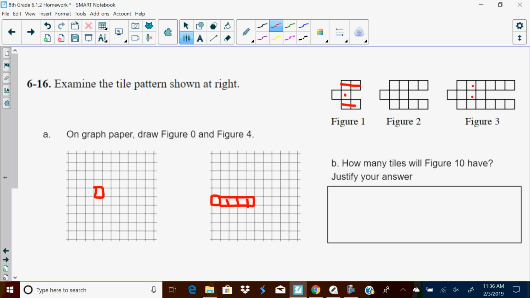And then it has 1, 2, 3, 4, 5, 6. We're going to add 2 to that. So 1, 2, 3, 4, 5, 6, 7, 8. And the same thing on the bottom.